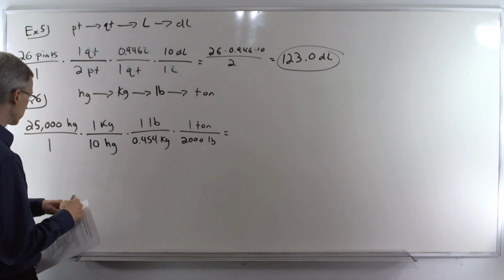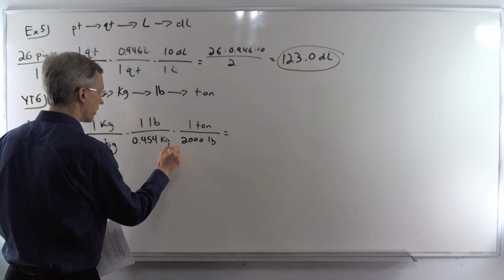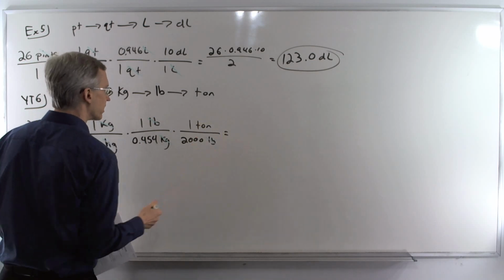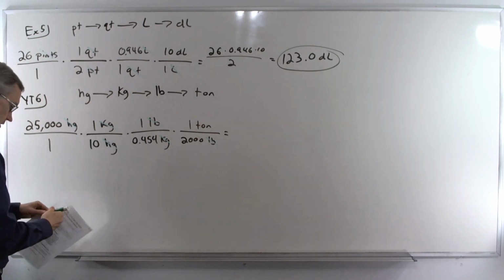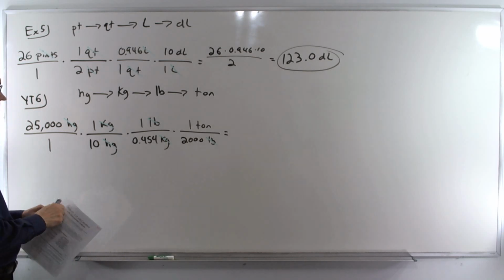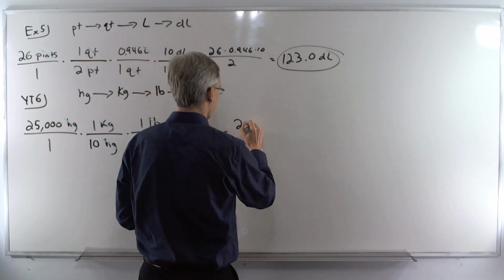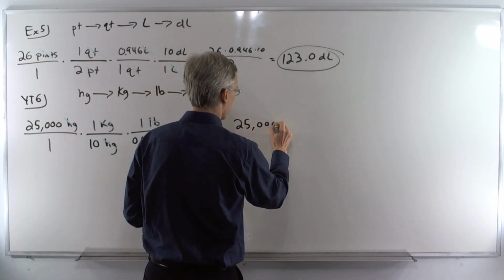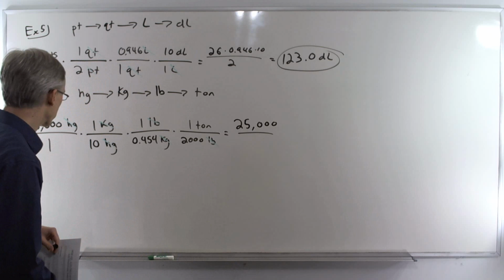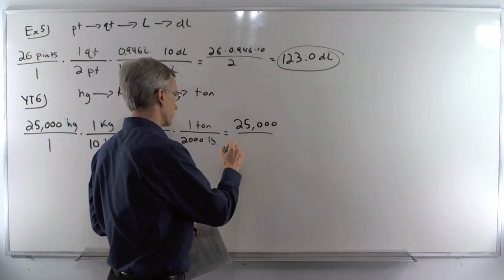All right, let's cancel these units. Hectograms, those are gone. Kilograms, those are gone. Pounds, those are gone, leaving just tons, and that is what we're looking for. So that is set up correctly. Now on top, we're doing 1 times 1 times 1 times 25,000. So we get 25,000 on top. And on the bottom, we're doing 10 times 0.454 times 2,000.